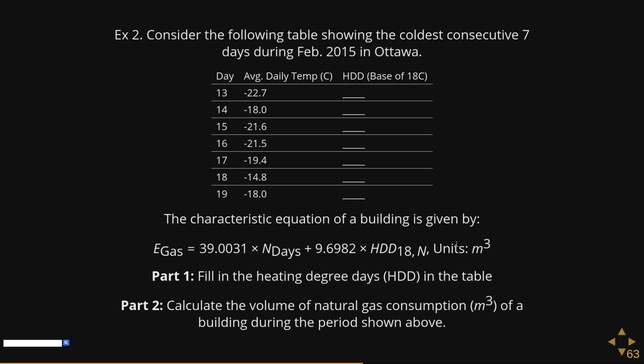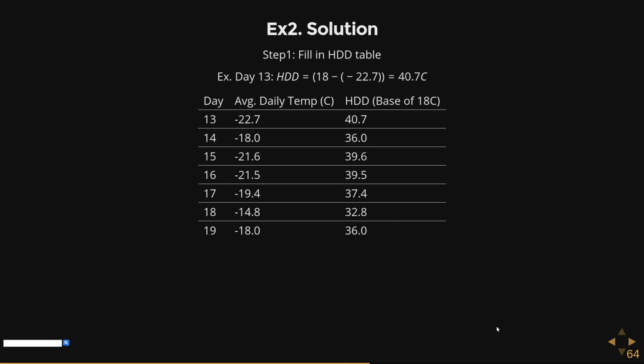So there are 2 parts to this question. The first one is filling in the heating degree day table. If you're given the average temperature outside and the reference point of 18 degrees Celsius, you just have to use some simple addition to calculate those. And then part 2 is to estimate what the natural gas consumption of this building during the period shown is. So let's start with part 1. We need to fill in that heating degree day table.